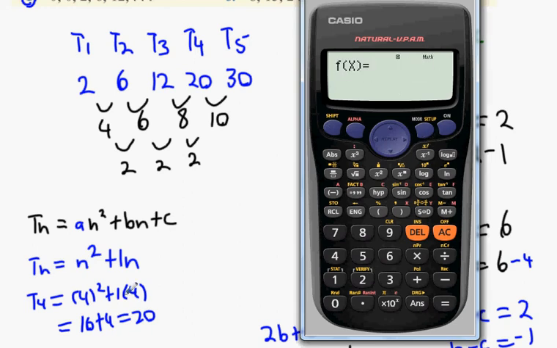Now, see your formula here, n squared plus 1n. You could call that x squared. Sorry, x squared plus 1x is what you could call it. And it works the same way.